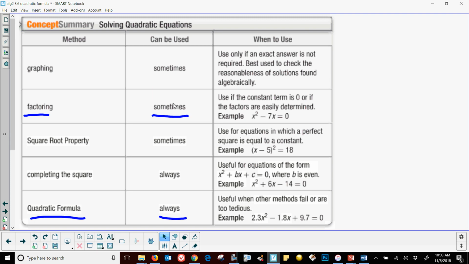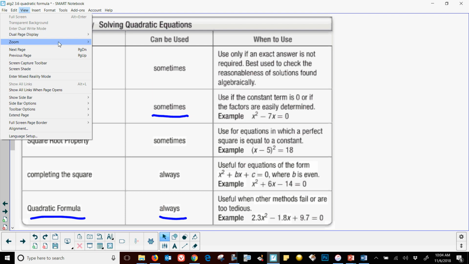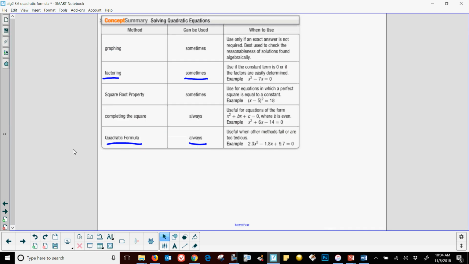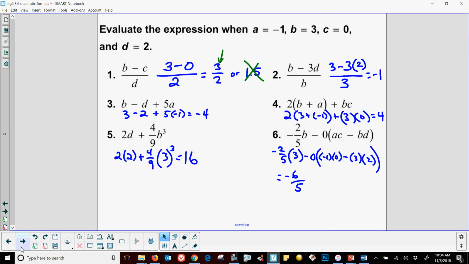We've been mostly doing factoring. It only sometimes works. Square root property only sometimes works. Quadratic formula works every time. And I'll be completing the square also, even though it's not technically an Oklahoma standard anymore. I'll be doing it just as a backup plan because it also always works. It can get a little nastier, which is why quadratic formula is the easier of the two.